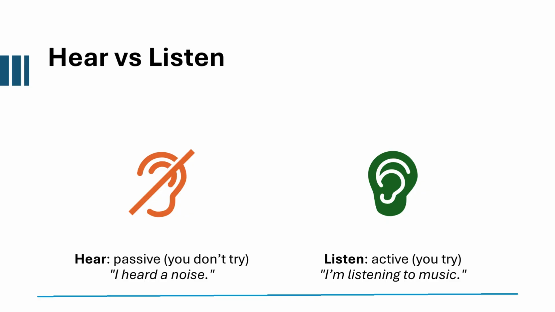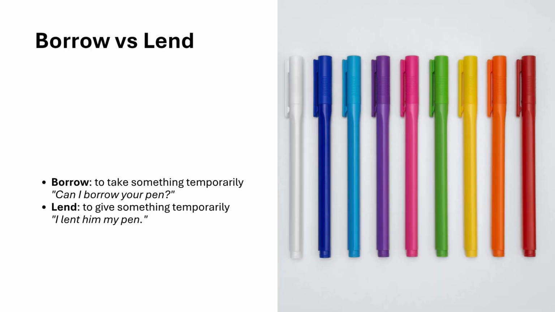And the next pair of verbs is borrow versus lend. Borrow is to take something temporarily. For example, can I borrow your pen? Whereas lend is to give something temporarily. I lent him my pen.